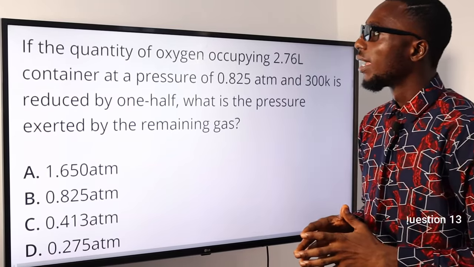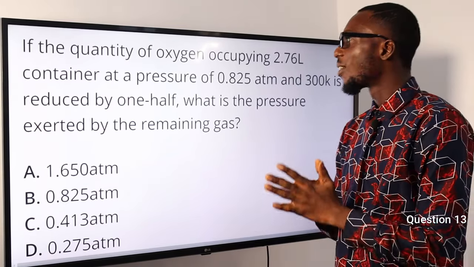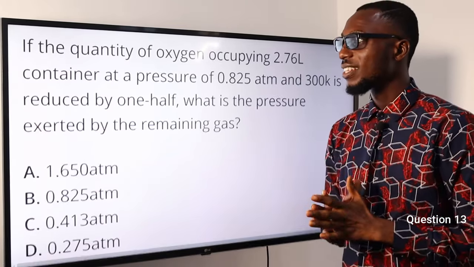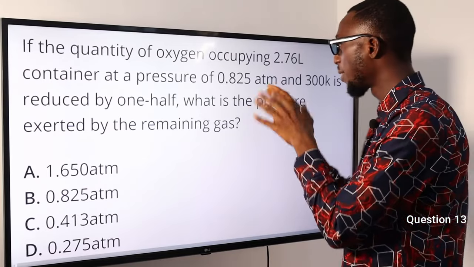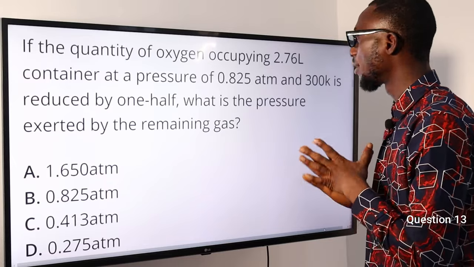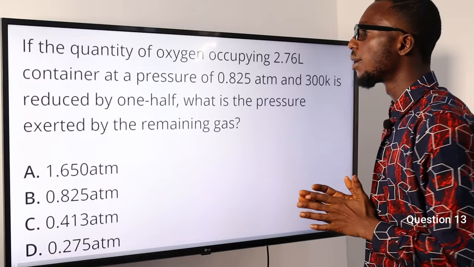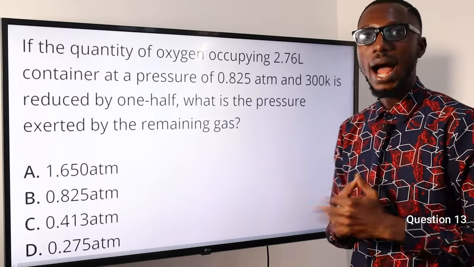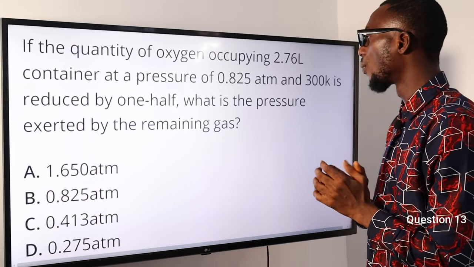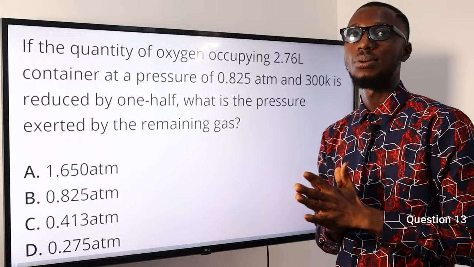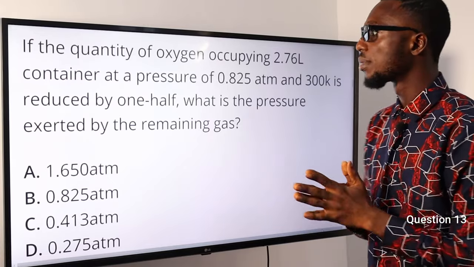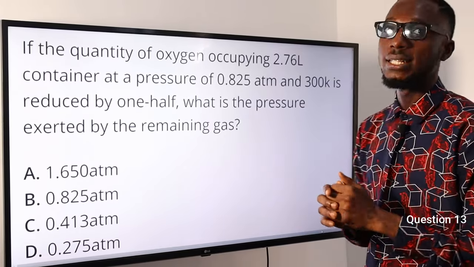13. If the quantity of oxygen occupying a 2.76 liter container at a pressure of 0.825 atmospheres (atm) and 300 Kelvin (K) is reduced by 1/2, what is the pressure exerted by the remaining gas? You can see that the values given to us involve volume and pressure.